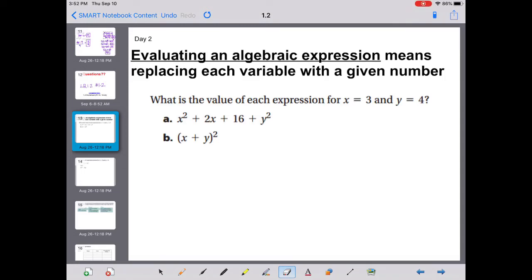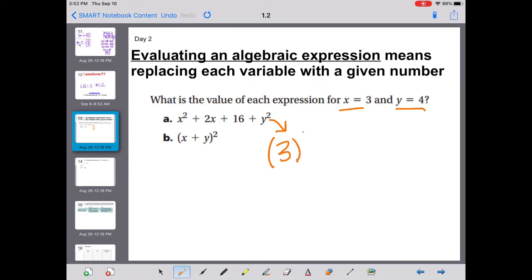Lesson 1.2, Day 2 is about evaluating algebraic expressions, which means to replace each variable with a given number. What is the value of each expression if x is 3 and y is 4? The most important thing to remember is when you're taking out a variable to put in a number, you should use parentheses to alleviate any confusion.